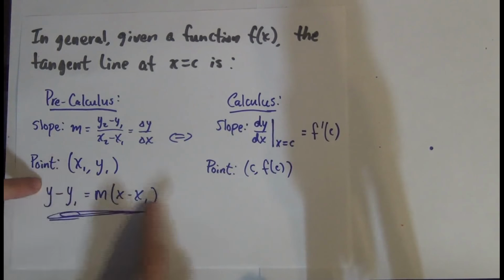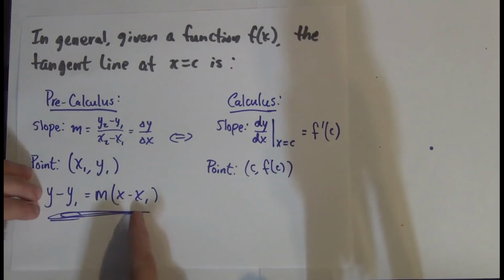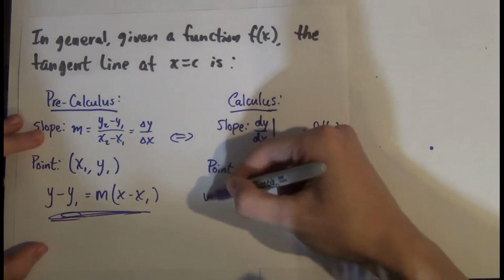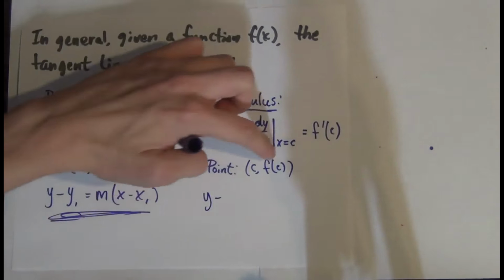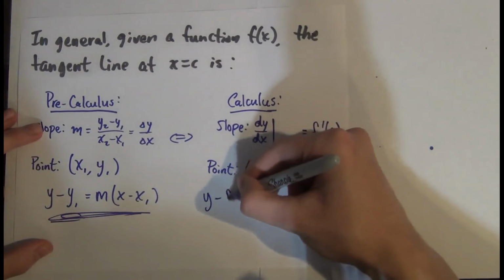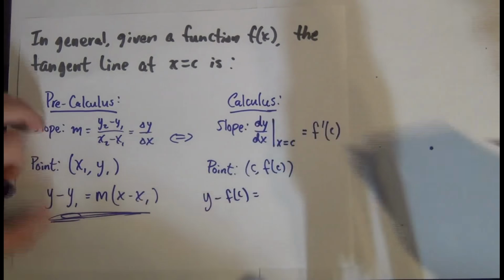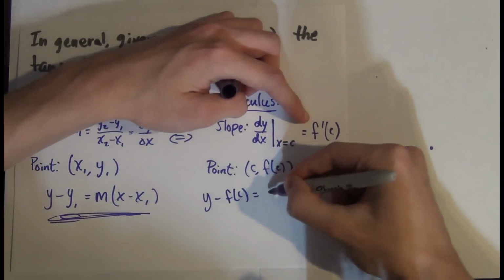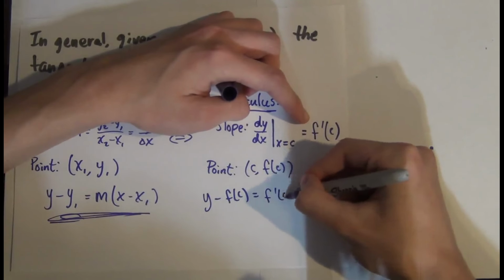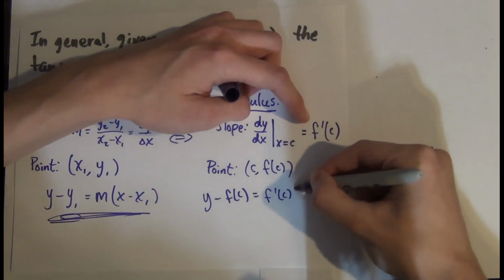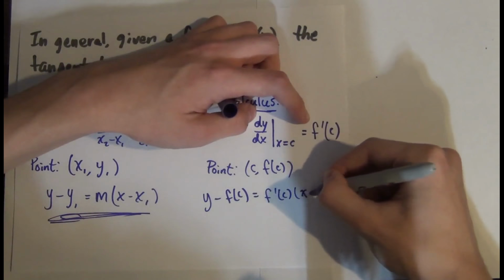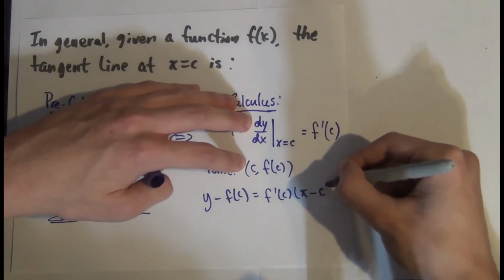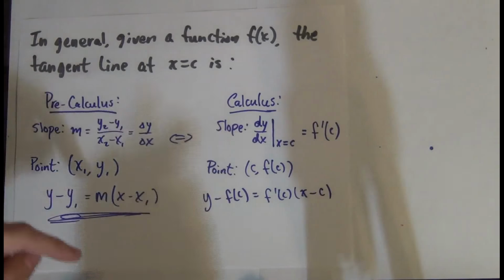All right, so using this format that you discovered in precalculus, we can write the equation of a tangent line as y minus y1. In this case, our y coordinate is f of c, is equal to m, which is our slope, denoted f prime at c, times x minus x1. Well, our x coordinate is just c. So I'm fine with this.